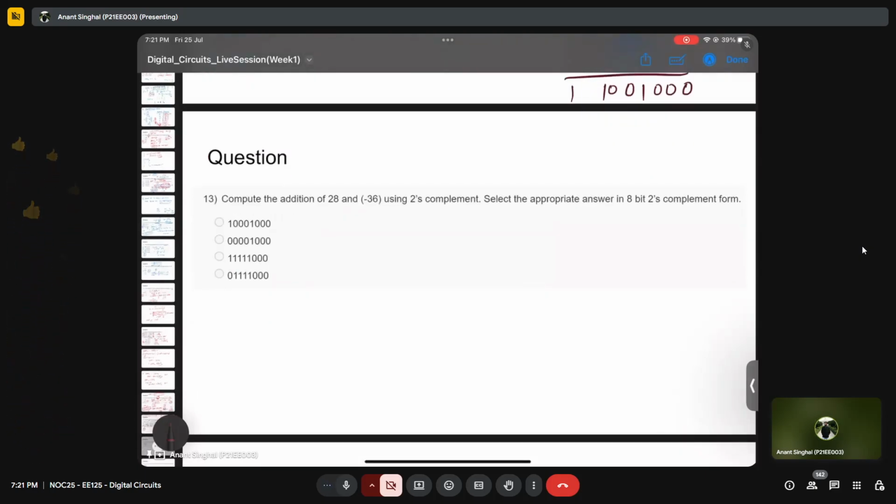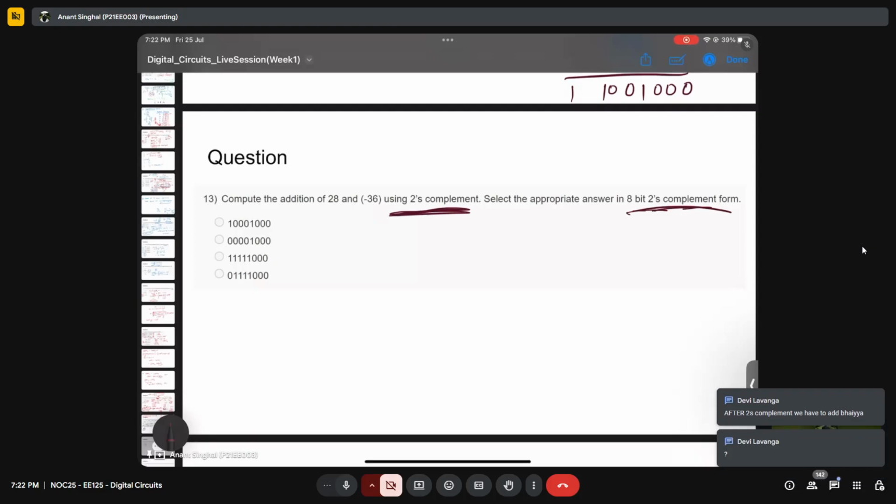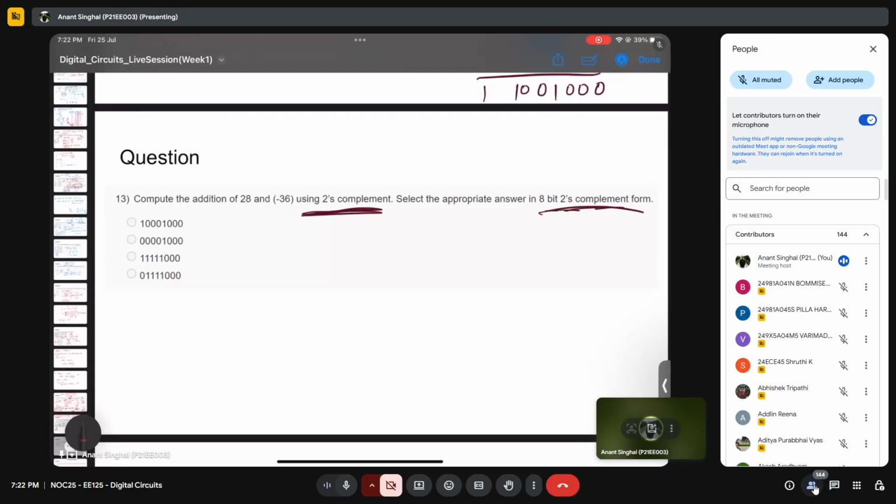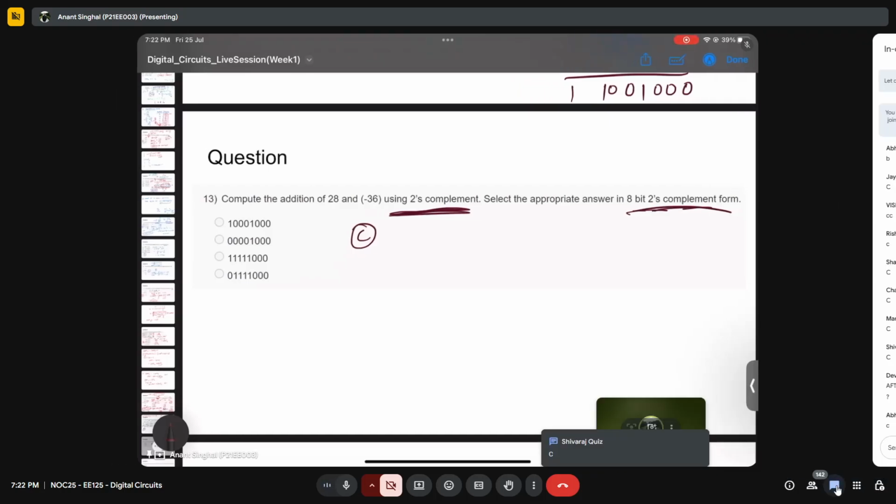Okay, now we have to compute the addition of 28 and minus 36 using 2's complement. Select the appropriate answer in 8-bit 2's complement form. So the answer is given in the 8-bit 2's complement form. You need to be clear about that, and please let me know what answer you are getting. Take your time. After one's complement you have to add. Option C, sir. Okay, so already there is one answer that I've got, which is option C. Okay, great. So everyone is getting C only.